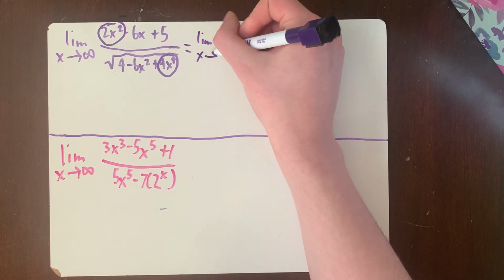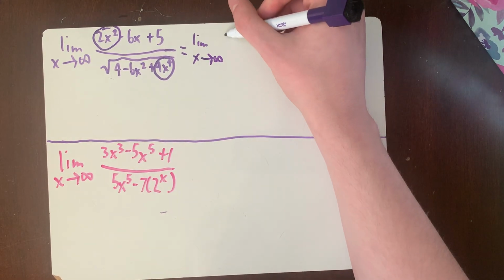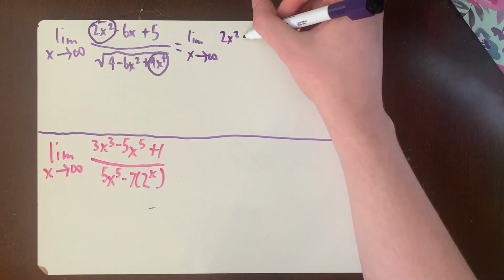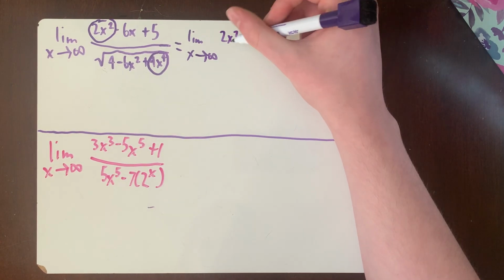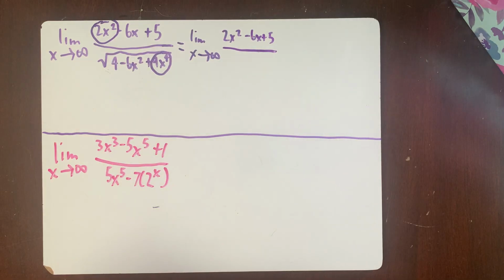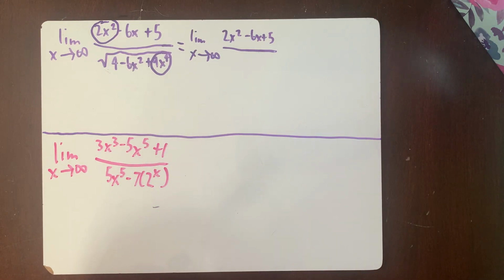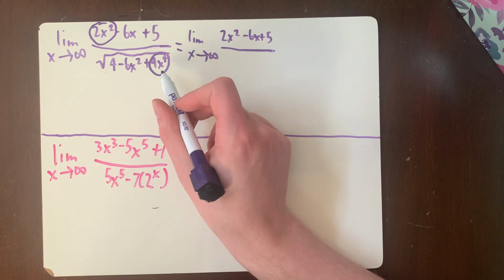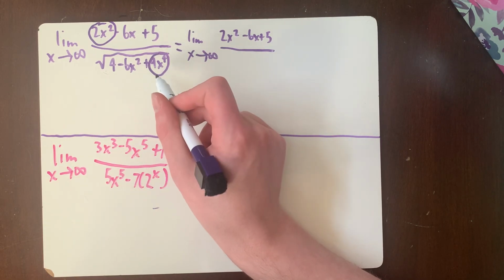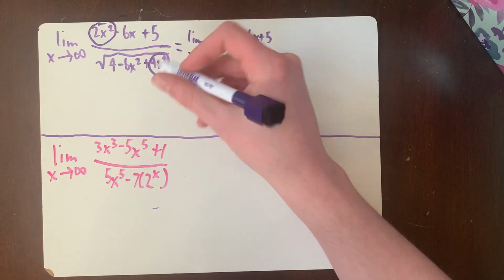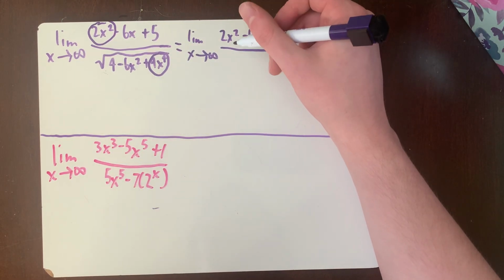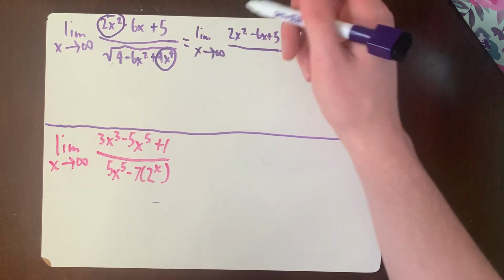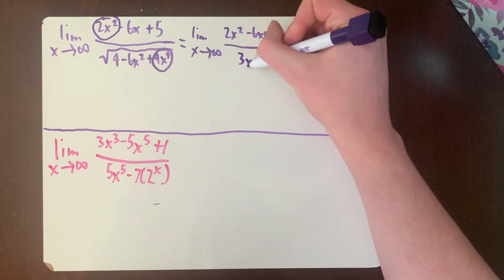So this limit is equal to the limit as x goes to infinity, and we just leave the numerator the same. And then for the denominator, we're going to square root all of these parts. And we can just focus on the leading term in the denominator because the other ones don't have an impact on the end behavior of our denominator. So 9x to the fourth, the square root of that is 3x squared.